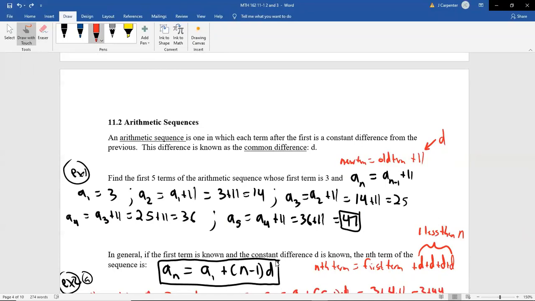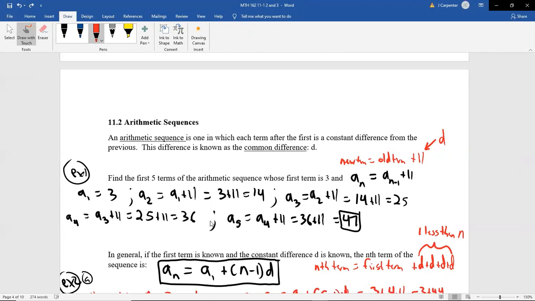This is not some kooky, crazy formula, but it is an important formula. It says to find whatever term, you start with the first term, and then you add that d over and over and over, and it's just 1 less time. But instead of literally adding 11, 11, 11, 11, 11, 11, 11, just take 11 times 6, or 11 times 10, or 11 times 99.